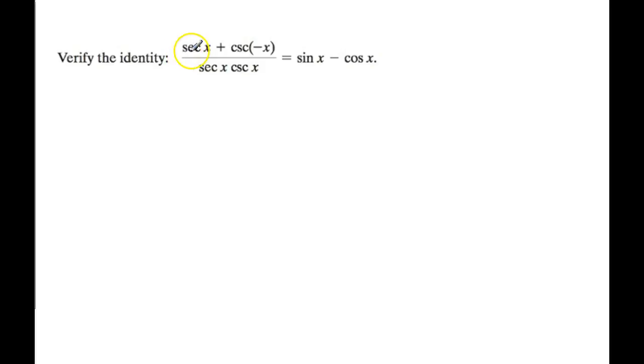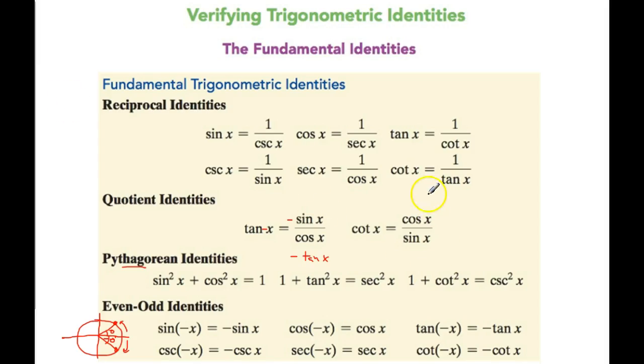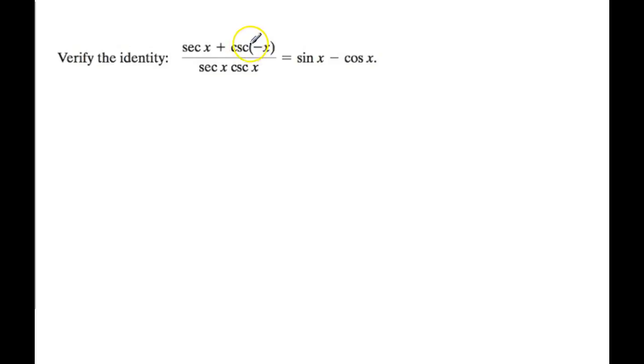Alright, here's another one. When just looking at it, I see this negative x. Anytime you see a negative x, more than likely we're going to use this stuff right here. So the cosecant of negative x is negative cosecant. So I would start off by changing that to a negative cosecant.